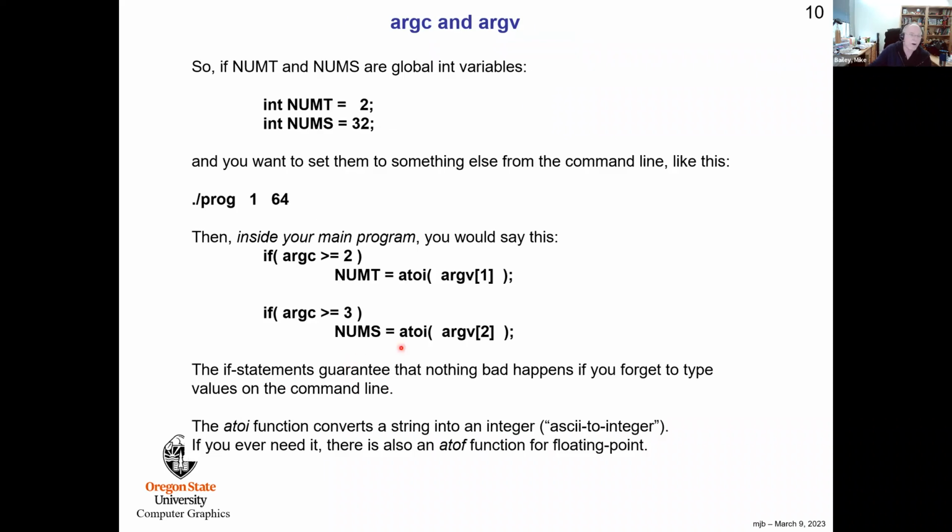So what you can do now is you can use something like this. You run your program, space, the number of threads you want, space, the number of subdivisions you want, or whatever it is you're setting. And then inside your program, you're going to say, well, if there are at least 2 arguments out there, then I know the number of threads has been specified. And if there's at least 3 arguments out there, I know the subdivisions have been specified too. And now when you use those variables, numt and nums, they'll either have the default values if no arguments were given, or they will have whatever your arguments were.